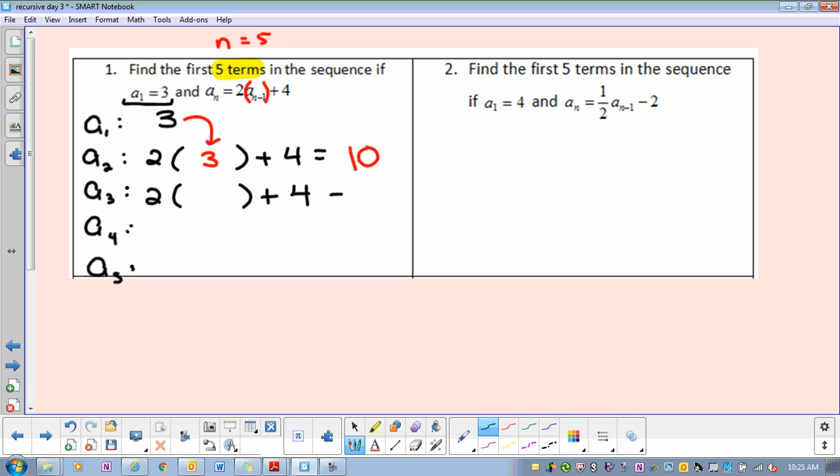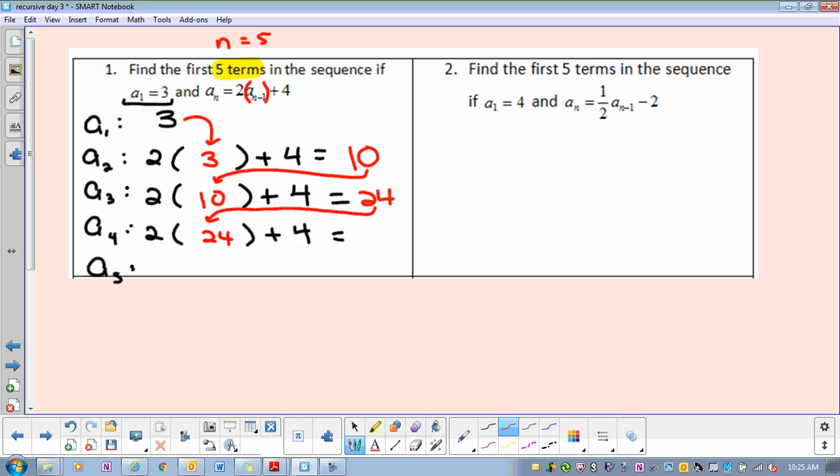We need to use the rule to find the next one. Plug in 10 for the next one? Yes, and then look, it just plugs in the number before. Right? Yep. And then now let's see, 2 times 10 gives me 20 plus 4. 24. And then back to my rule here. And what do I plug in to that number before? 24. Good. You see the cursive?